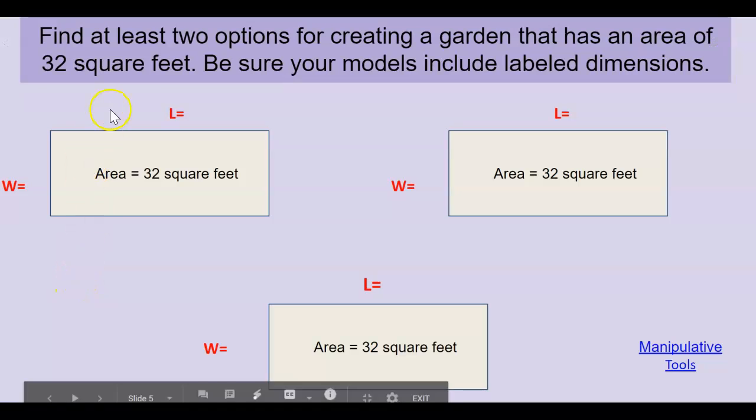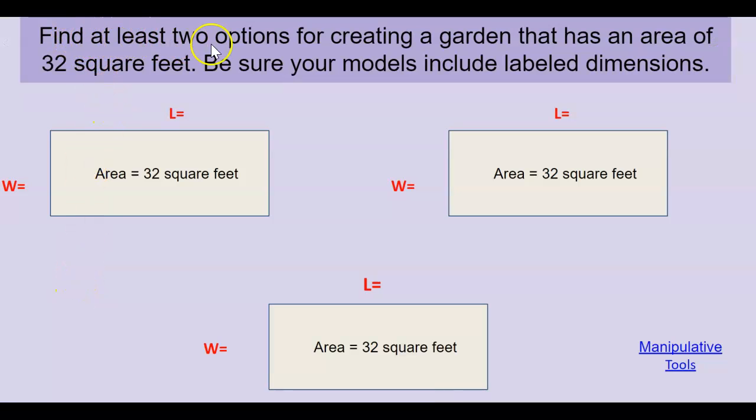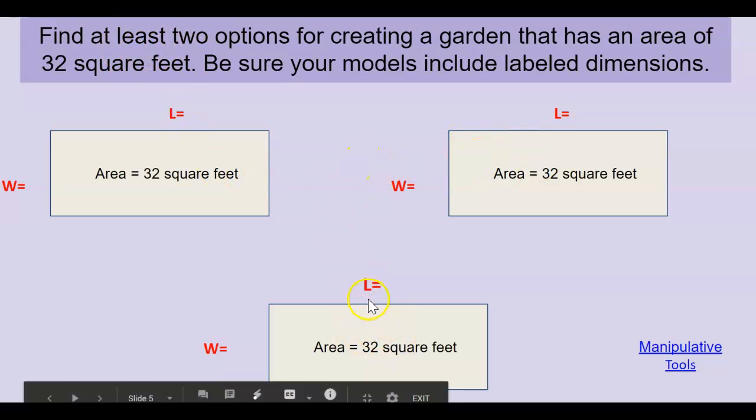Okay, so this is slide number 2. Find at least 2 options for creating a garden that has an area of 32 square feet. Be sure your models include labeled dimensions. So this says find at least 2 options. Just like I did on the first slide, I've built 3 rectangles here for you. And we're asking you to find at least 2 options. But if you can think of a third option, then I want you to fill that in too.